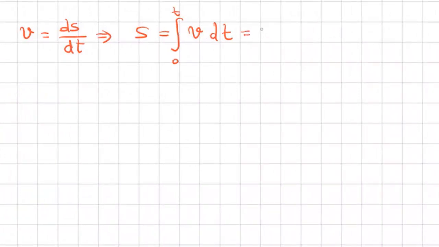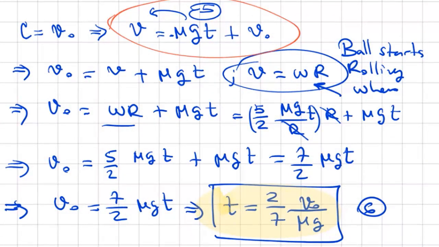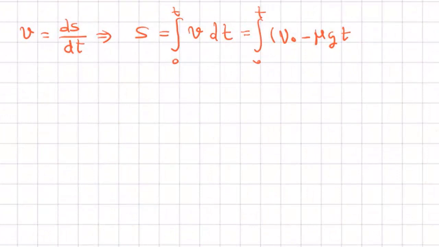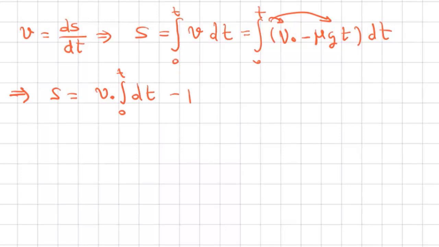And we remember that the velocity is v0 minus mu g t, right? We have it here on equation number 5. We are replacing equation number 5 into this formula. This is dt. So the distance is s equal to v0 integral. What I do is I distribute the integral into the parentheses from 0 to t of dt minus mu g integral from 0 to t of dt.